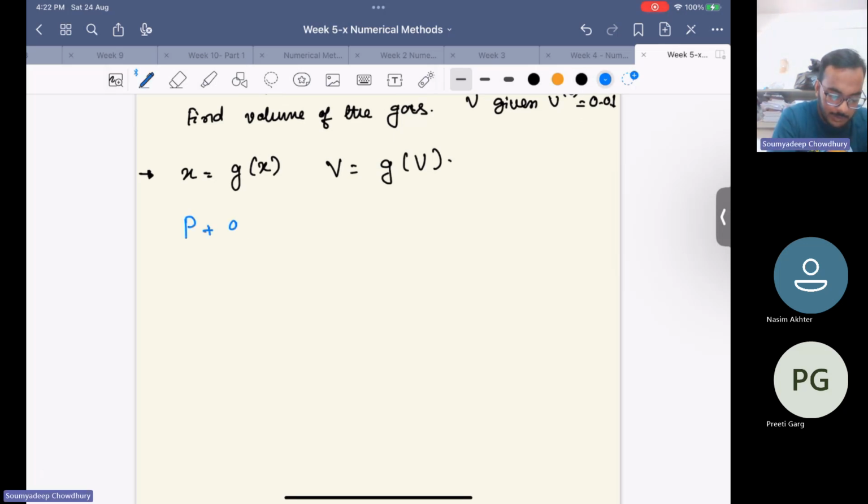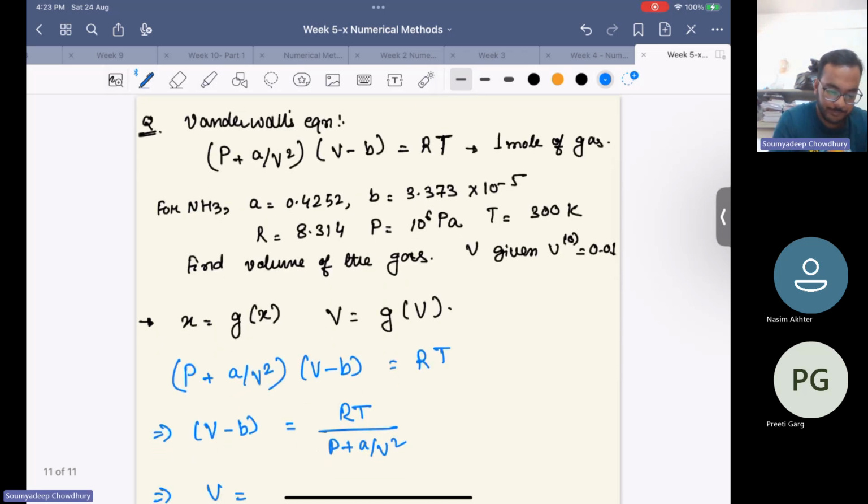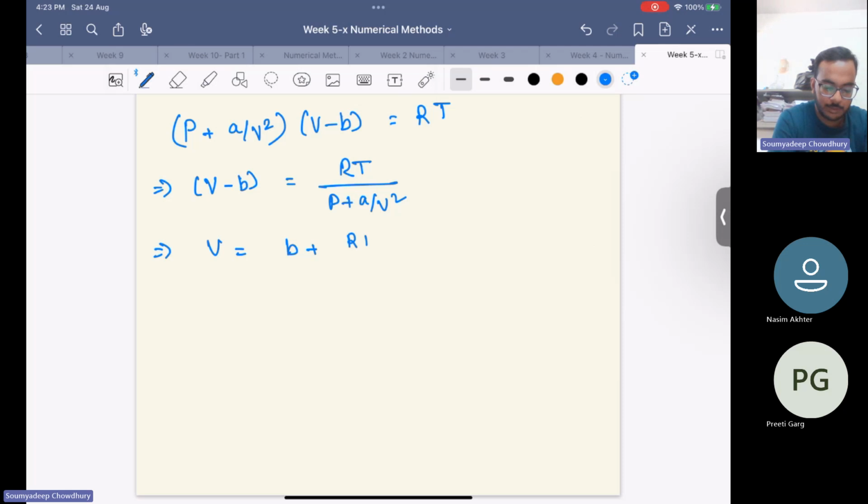The equation is (p plus a by v square) into (v minus b) equals RT. So v minus b we can write as RT by (p plus a by v square). So v we can write as b plus RT by (p plus a by v square). So this is my recasting form, that is v equals g of v, right?